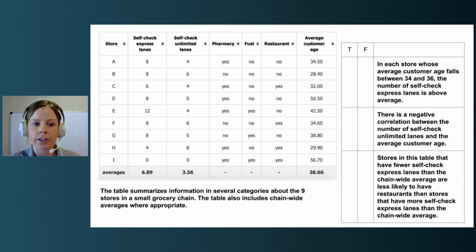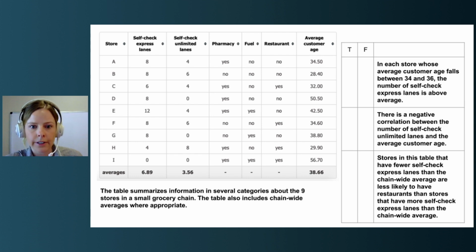So now that we understand what the chart is telling us, let's go ahead and look at these true-false questions. The first one says, true or false, in each store whose customer average age falls between 34 and 36, the number of self-check express lanes is above average. So here we've got 2 of these columns mentioned, right? We've got our average customer age, and then we've got the self-check express lane number. And then we're also dealing with this average that is provided at the bottom of that latter column.